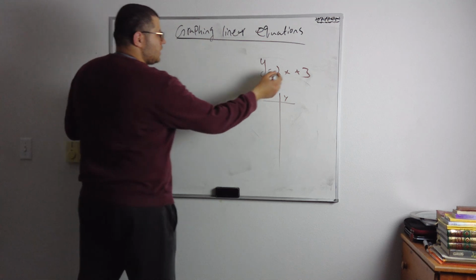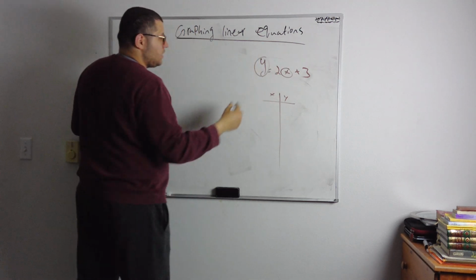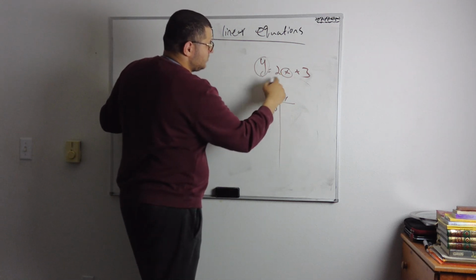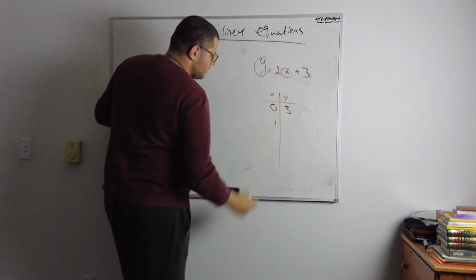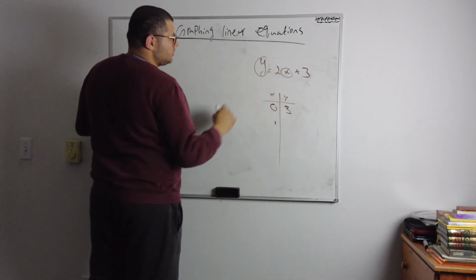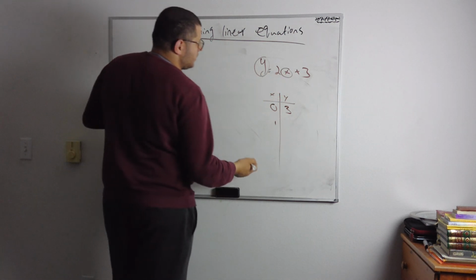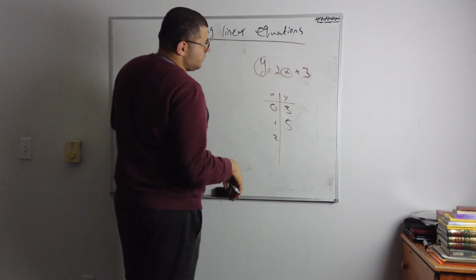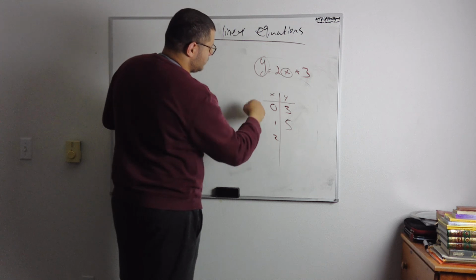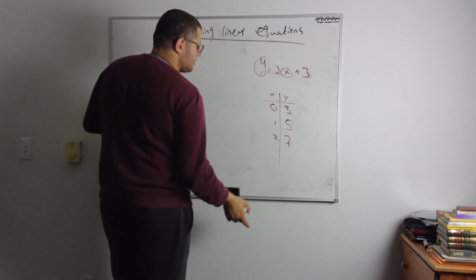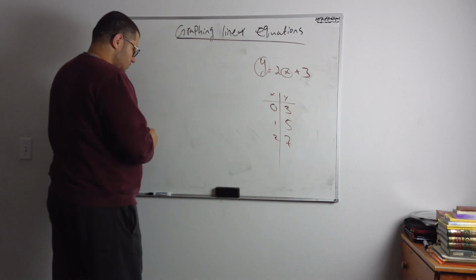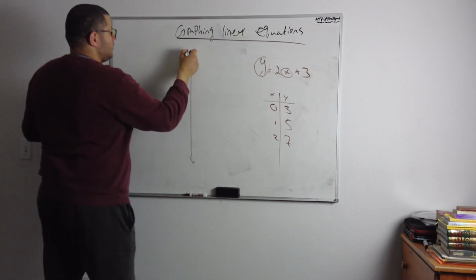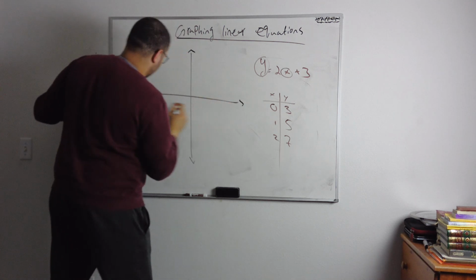Alright? So x, y, input, output. X is 0. 0 times 2 is 0 plus 3 is 3. X is 1. 1 times 2 is what? It's 2. 2 plus 3 is 5. X is 2. 2 times 2 is what? Is 4. 4 plus 3 is 7. We have 3 points. I think that's enough. Now we can start doing what? Now we can start graphing our graph of our linear equation.